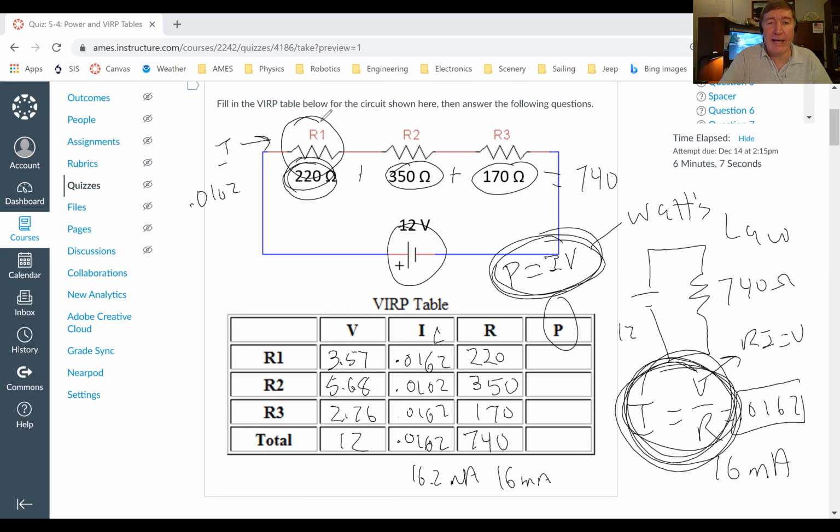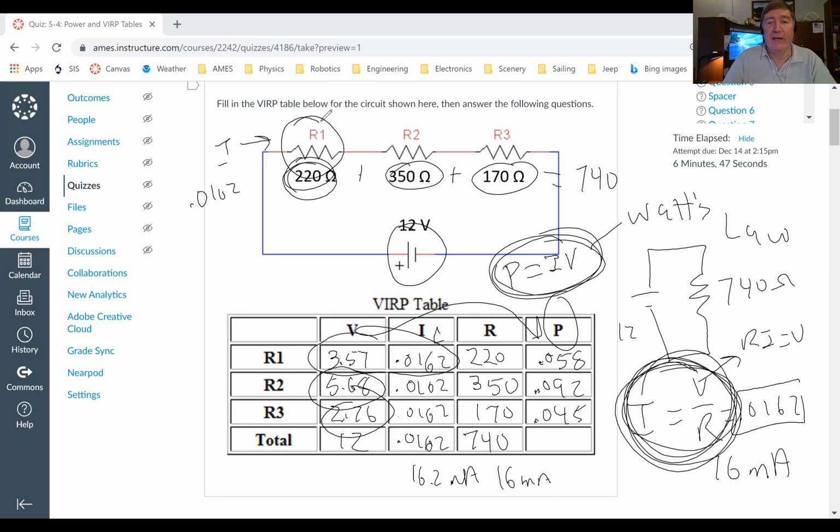Okay, so if we just take I times V, take these two numbers, multiply them together, and that'll give you the number that goes in there. So I'm going to take 3.57 times our current, and I get 0.058. Now I'm going to take 5.68 times the current, and I get 0.092. And then I'm going to take 2.76 times the current, and I get 0.045.